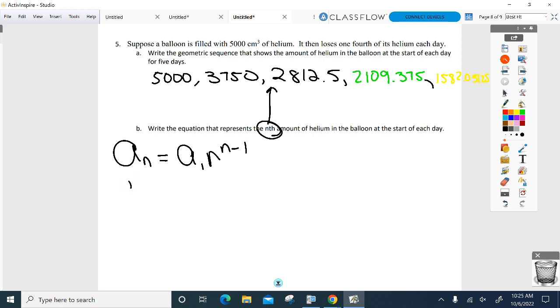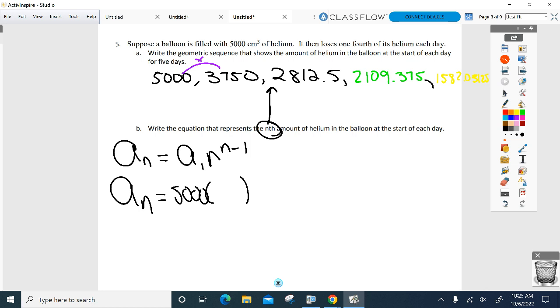Ready? An, first term was 5,000. Ooh, here we go. What do I plug in for r? No, it's not a fourth, right? Because look, it's what I'm multiplying by to go from 5,000 to 3,750. And I don't multiply by a fourth to get there because remember, you multiplied by a fourth and subtracted it from the previous. So 5,000 times a fourth is not 3,750.